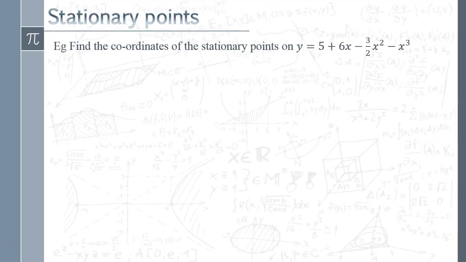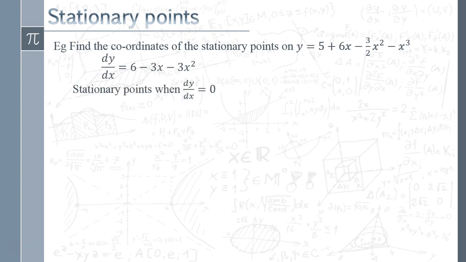We've got stationary points on that curve there. So we've got y = 5 + 6x - 3/2 x² - x³. Where are the stationary points? So here we go. We'll start by differentiating. So there's the differentiated version, the gradient function. And we know that the stationary points occur when dy/dx is 0. So we're going to put that into our equation. So dy/dx, this thing here, is going to have a value of 0. So let's put that in there.